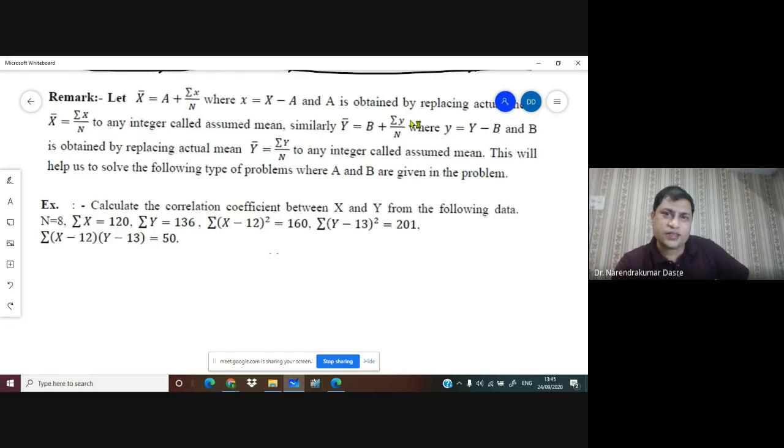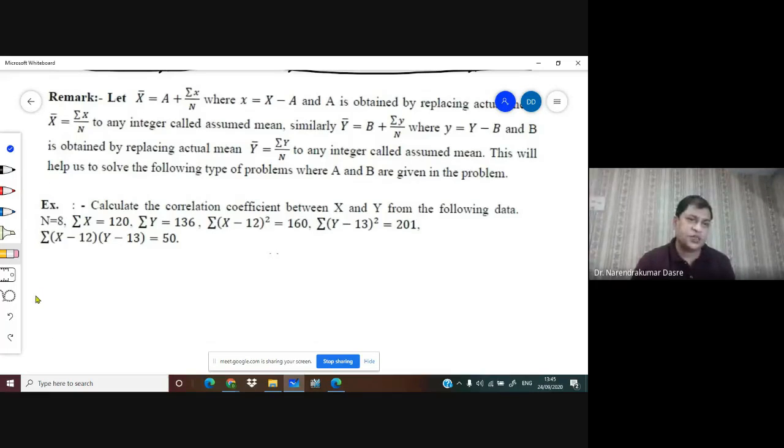So when you have small x and small y, this is exactly the summation small x into small y. And this is the summation small x square. This is the summation small y square. Now, once you know the summation small x, then you are able to use the previous formula, and you are able to get the value of r. So first we have to find summation small x and summation small y, and only then are we able to find the coefficient of correlation.